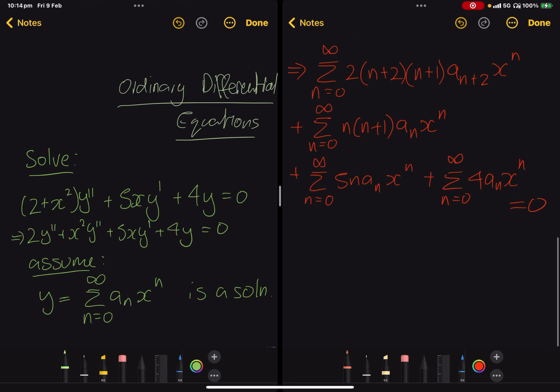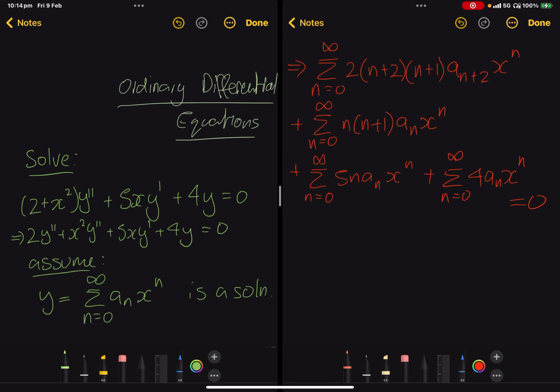Now we can write this all as one big sum, and we can factor xⁿ out of it.